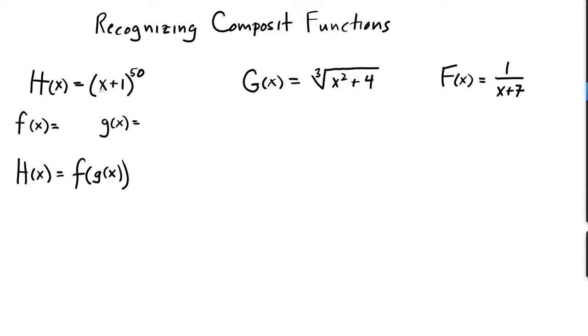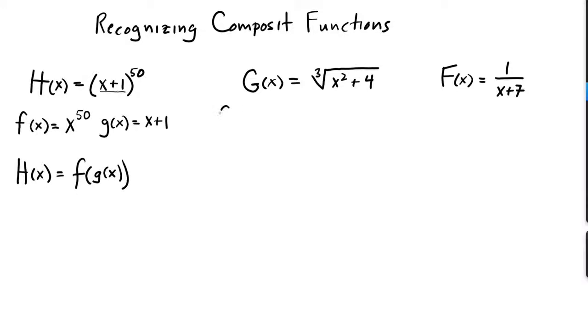If I'm going to recognize it that way, then what's inside is x plus 1. And then you want to ask yourself, what am I doing to x plus 1? Well, I'm raising it to the 50th power. So that means if I were to plug g into another function to have it be raised to the 50th power, that other function would have to be x to the 50th.